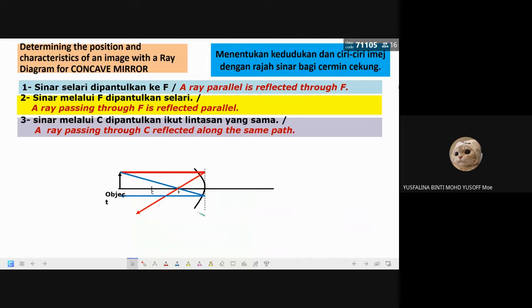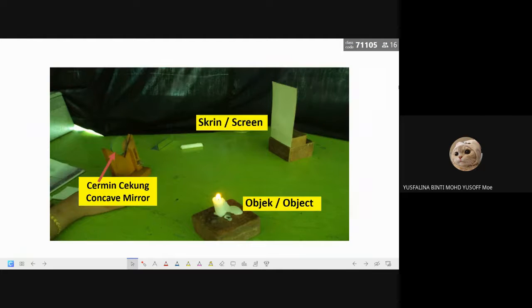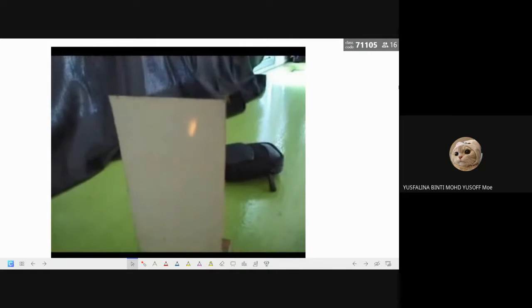So we just skip this one. Okay, so this is the experiment. Maybe if we have time, we can do this one.